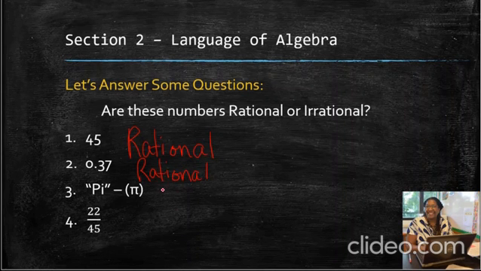Pi, I told you that pi was a very famous irrational number because it goes on and on irrationally. There have been competitions about the number of digits of pi someone can memorize. And for number 4, 22 over 45 is a fraction, and a fraction falls under the category of rational numbers. Alrighty. Hopefully you got all of those correct along with me. In the next section, we will talk about the properties of algebra. So I'll see you in the next video.